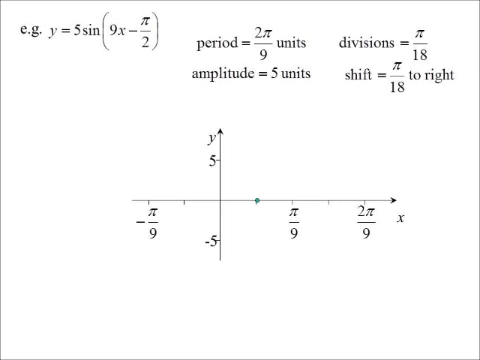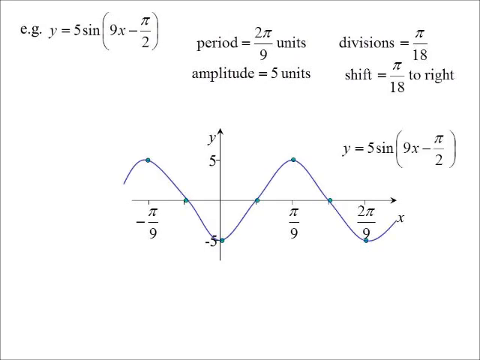So I will start over here at pi on 18. But then the same pattern happens. I go up, and then we do our zigzag, and we get our same sine curve. Now, if they had said draw this for the domain minus pi on 9 to 2 pi on 9, technically I've drawn it wrong. I should have stopped.